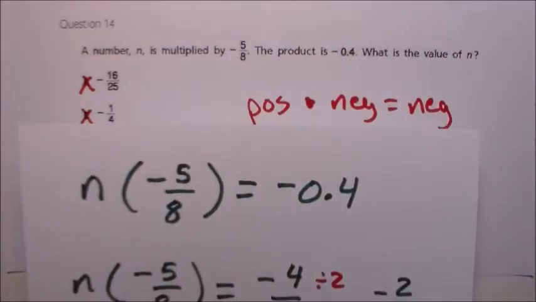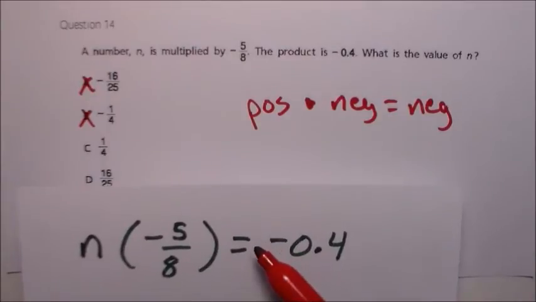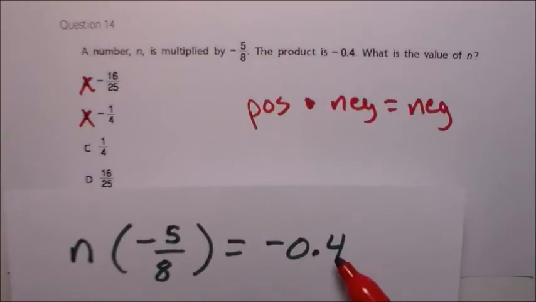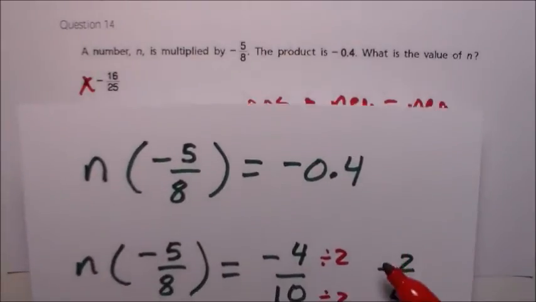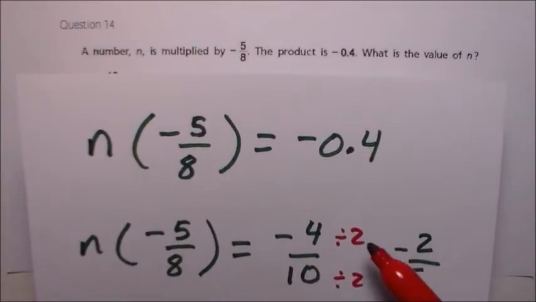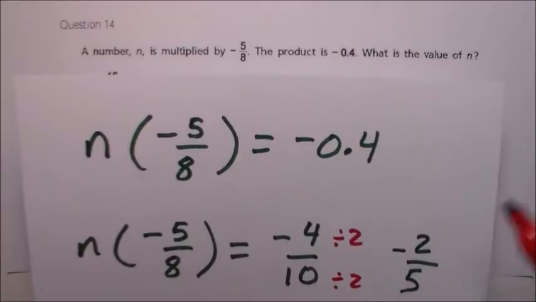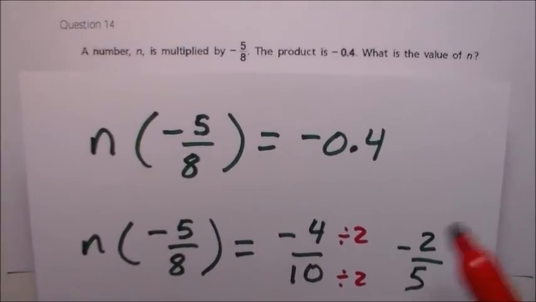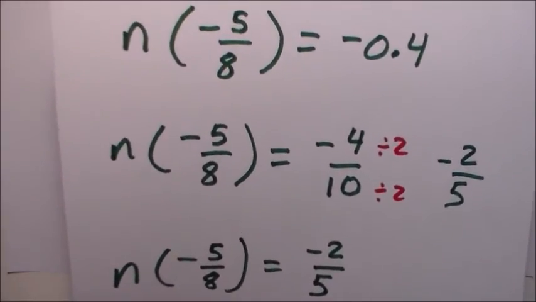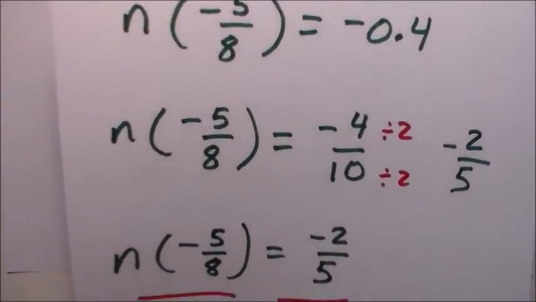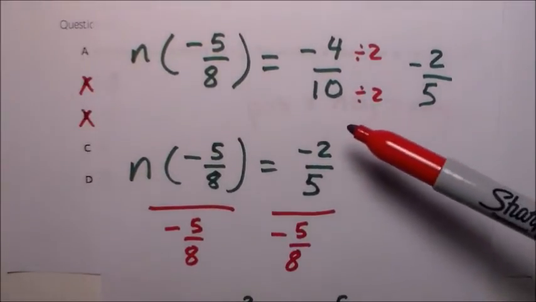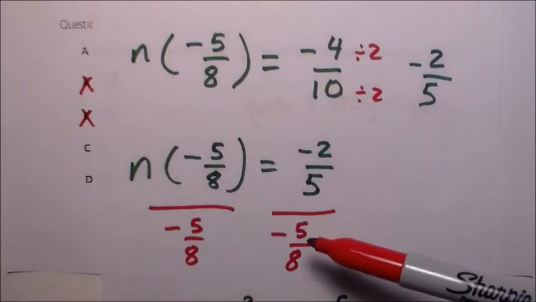So let's do it. Okay, so we have n times negative 5/8 equals negative 0.4. 0.4 is 4/10, right? So let's just make that negative 4/10. And if we simplify that by dividing the numerator and the denominator by 2, we'll get 2/5. So we have n times negative 5/8 equals negative 2/5. What do we do now? Well, just solving equations, right? We're going to divide each side by negative 5/8. We're going to have negative 2/5 divided by negative 5/8.